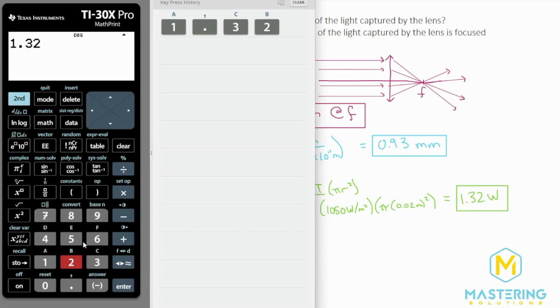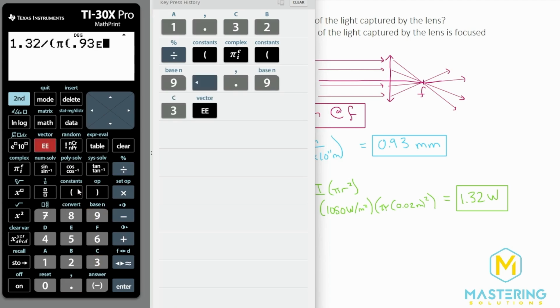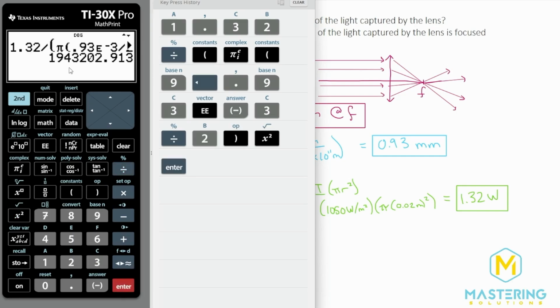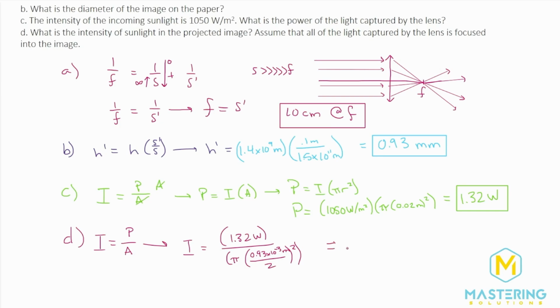So we have 1.32 watts, and then we're dividing that by the area, and we said it was pi times the radius, which we said was 0.93 times 10 to the negative 3, and then that needs to be divided by 2, and then that is all squared. So that gives us an intensity of 1.9 times 10 to the 6 watts per meter squared. So this is the intensity at the paper.